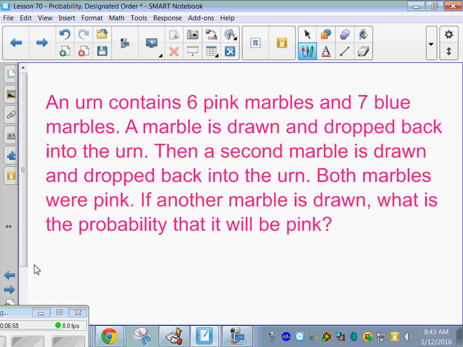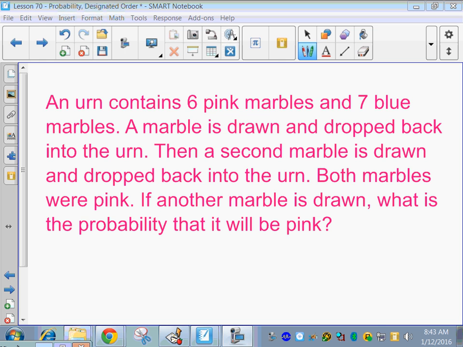An urn contains 6 pink marbles and 7 blue marbles. A marble is drawn and dropped back into the urn. Then a second marble is drawn and dropped back into the urn. Both marbles were pink. If another marble is drawn, what is the probability that it will be pink? Do the first 2 draws matter? No, but it does matter that we replaced our marbles. That matters, that we put them back in the urn, okay?